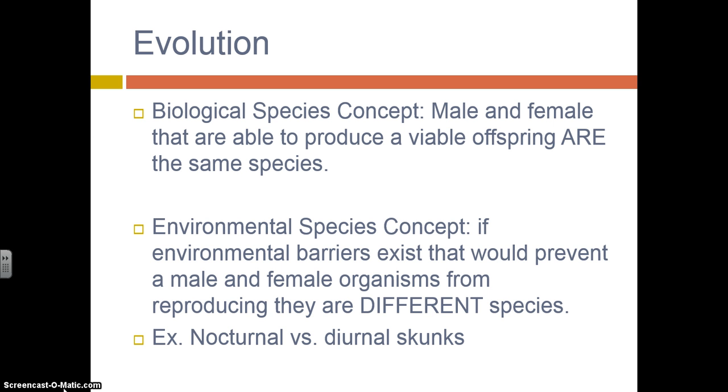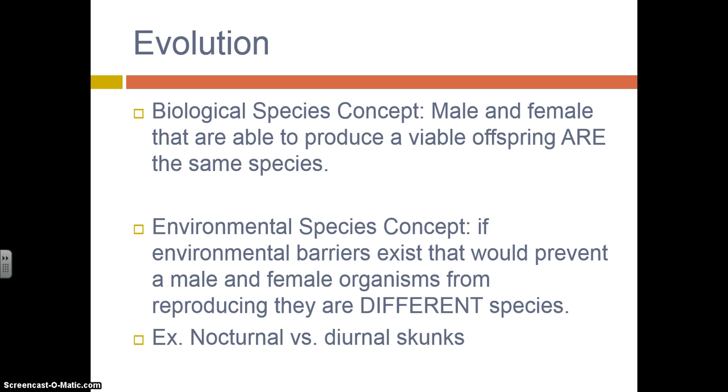concept. However, the environmental species concept takes it a step further to say that if the organisms would never, in their natural ecosystem, come together to interbreed, then they're not the same species. Essentially, these organisms do not occupy the same niche. And the example of this are nocturnal and diurnal skunks.